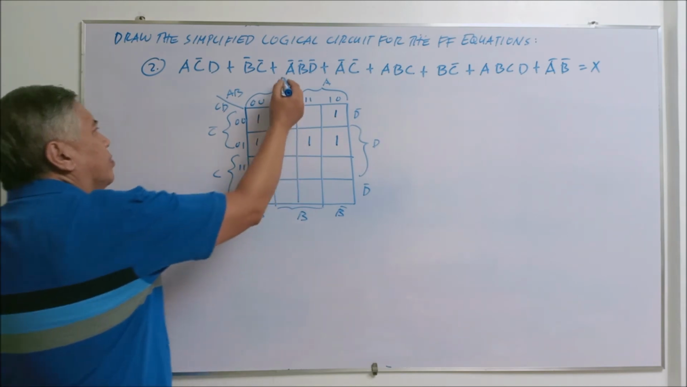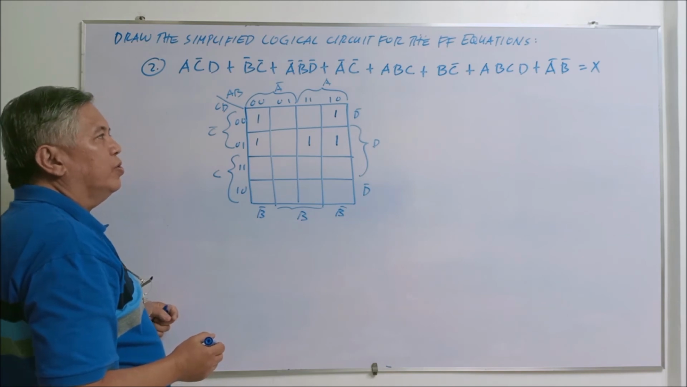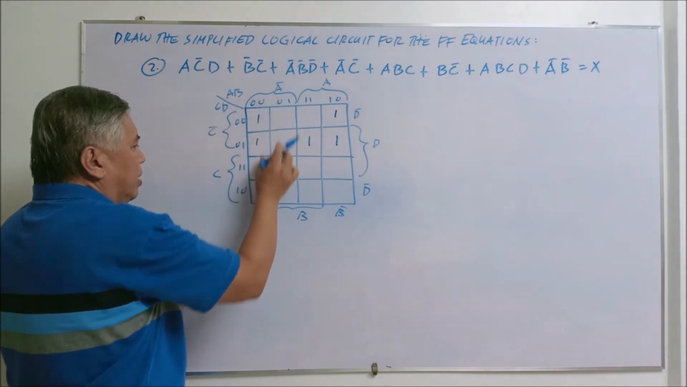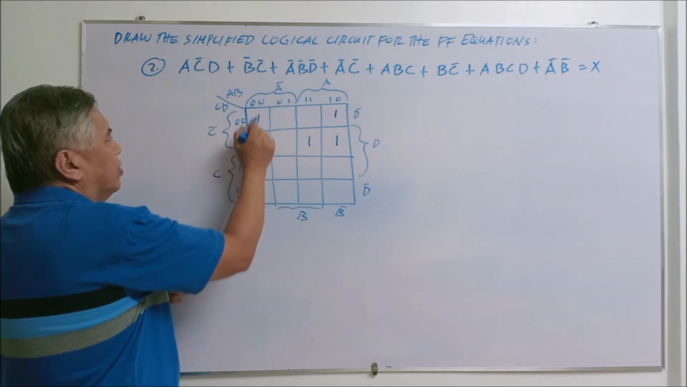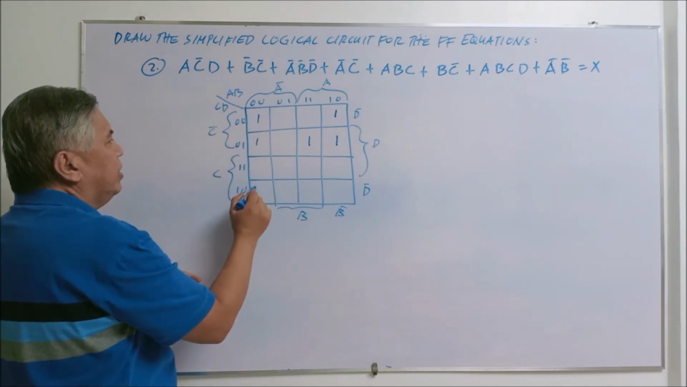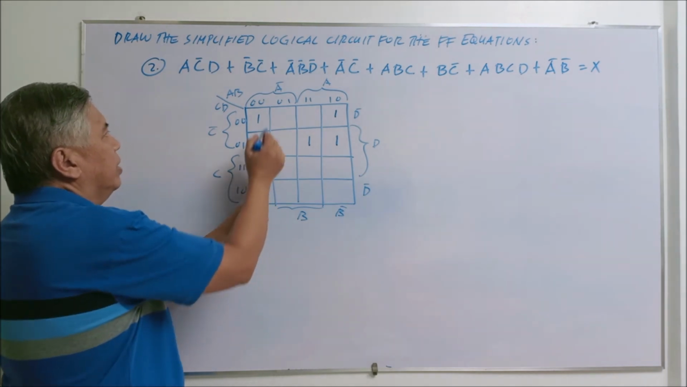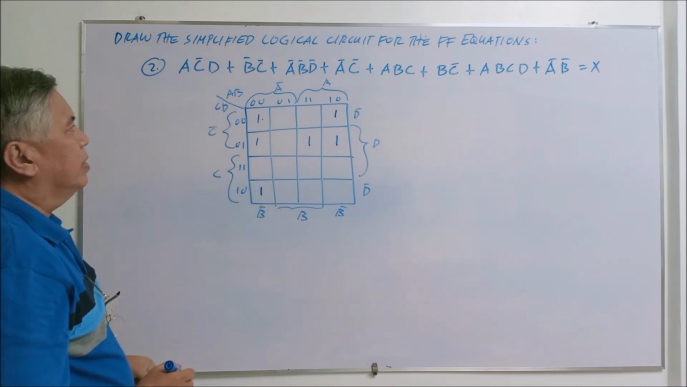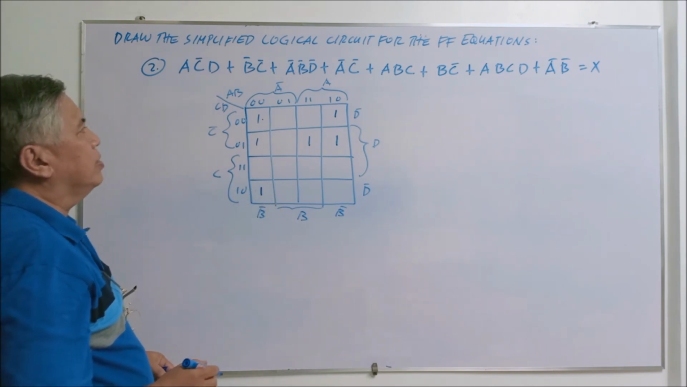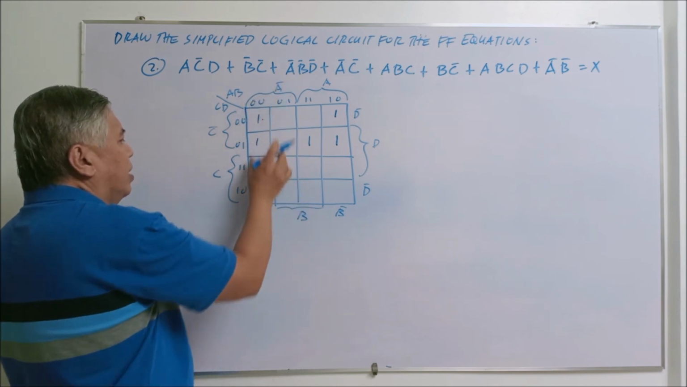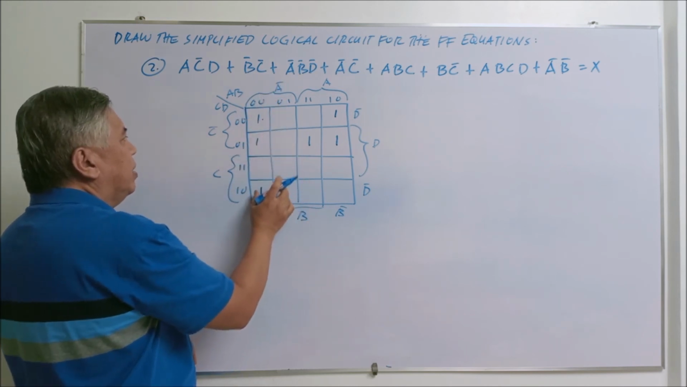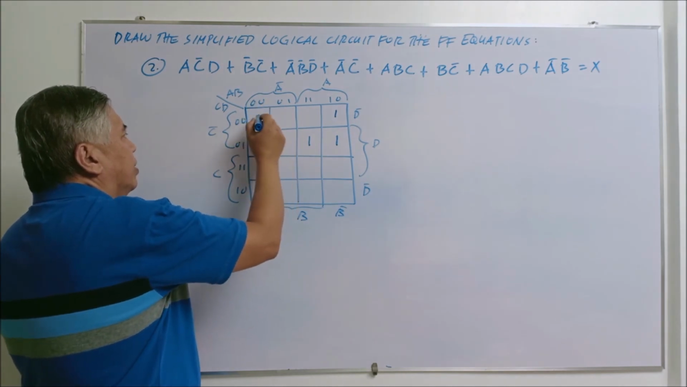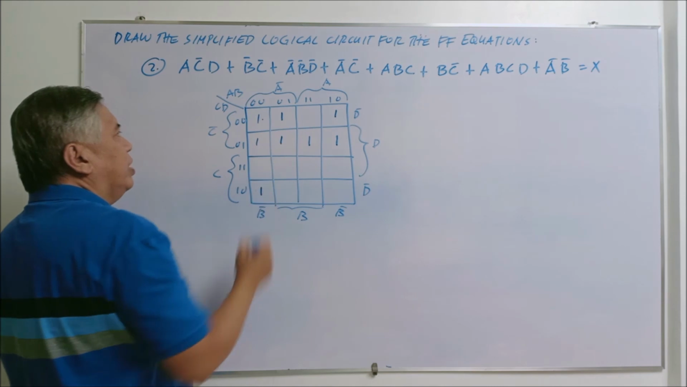Then you have 3 variable terms, 2 adjacent cells again. So you have A bar, B bar, and then D bar. Where's that? This one and this one. So it is already covered, so you put a 1 there. And then you have A bar, C bar. You have A bar and then C bar. These 4 adjacent cells, so you put 2 here.